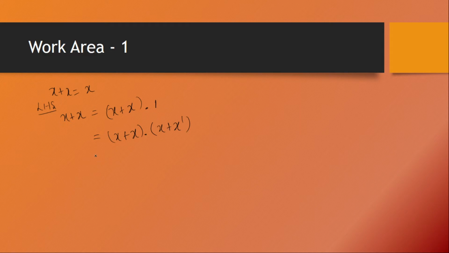Now this can be written again with the help of the reverse distributive property, like x plus x x dash. What I mean is, if you expand this with the distributive property, it's like a plus b dot c, which is given as a plus b dot a plus c. So that's what we have here also. I have just simplified these two terms in order to bring x plus x x dash.